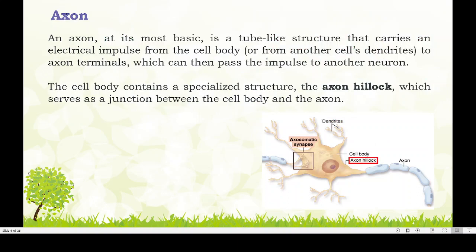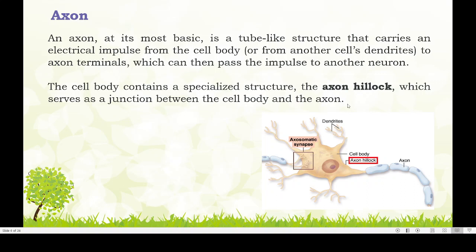So the axon is basically a tube-like structure, and it will be carrying or transmitting the electrical impulses to other neurons, so this is how it normally functions.